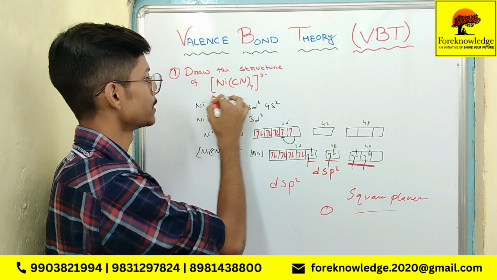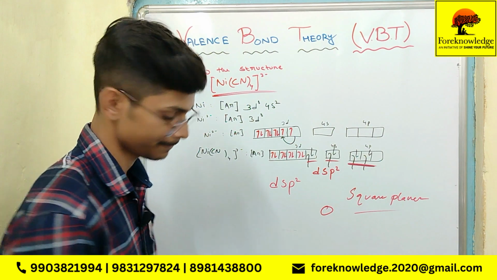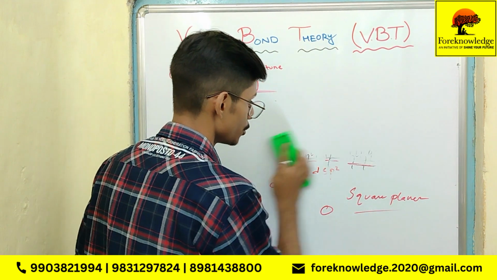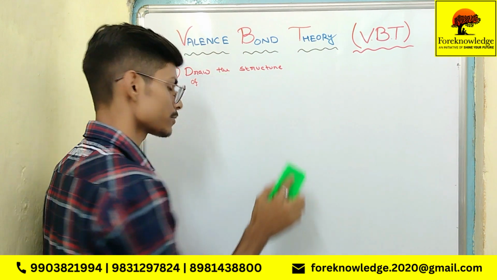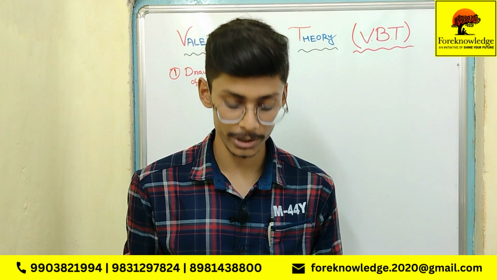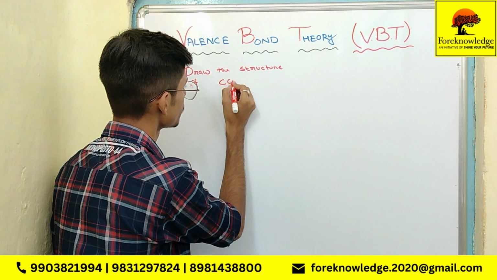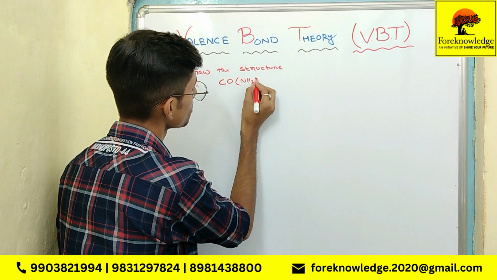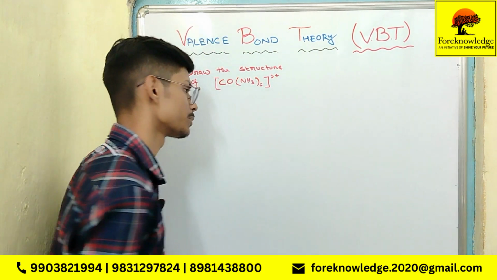I hope now it's clear how to do Ni(CN)4 2 minus. Now I'll show you a structure which is an exception, and you can expect this question in your exam because all this is simple structure. Exceptions and difficult questions you can expect in your exam. So the structure is Co(NH3)6 3 minus. Now what is so difficult about this question?